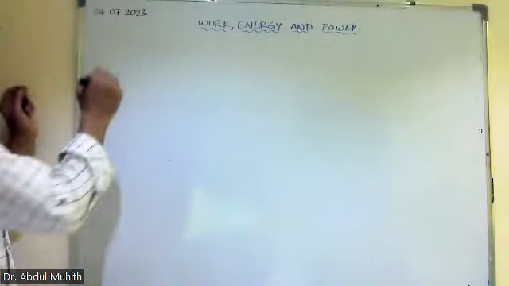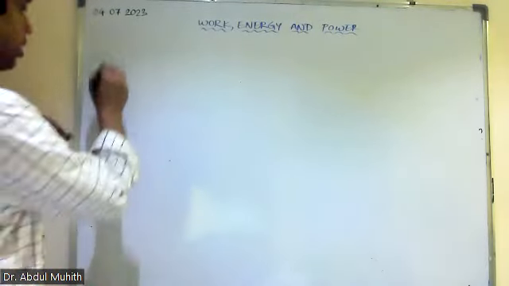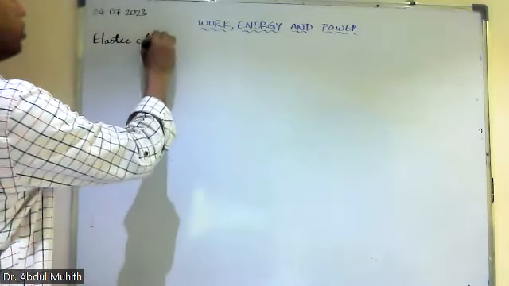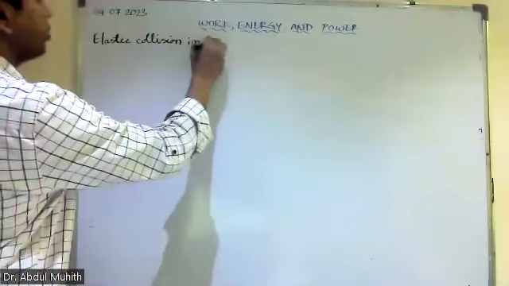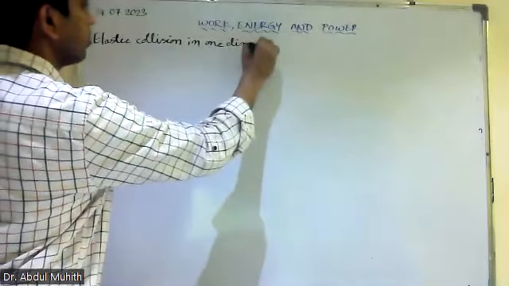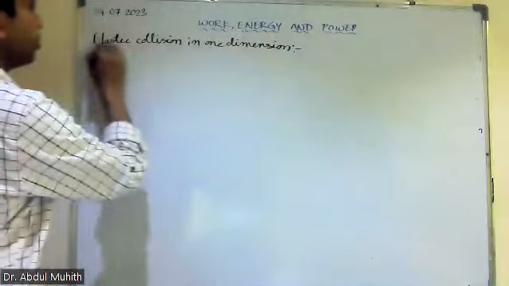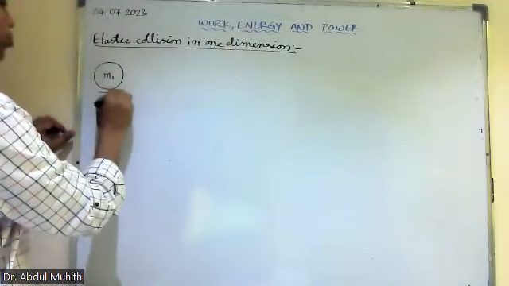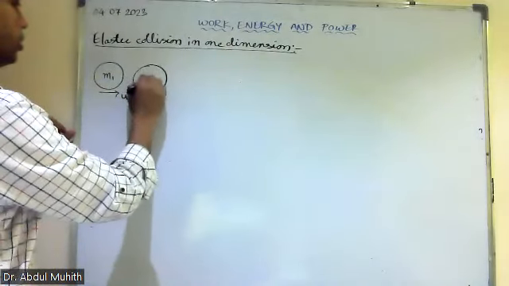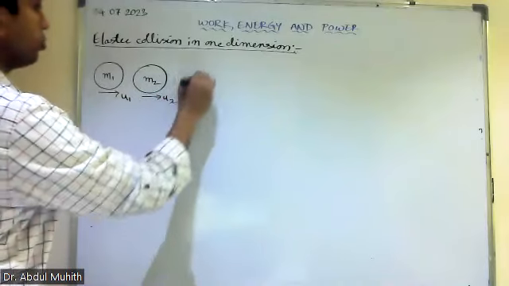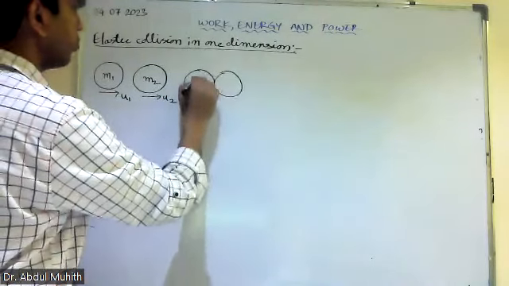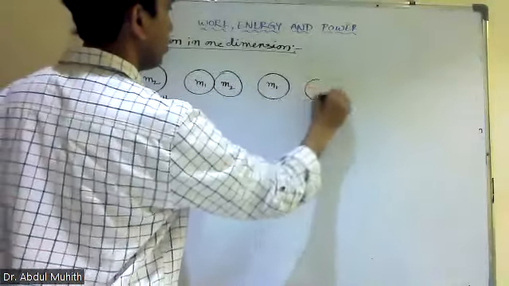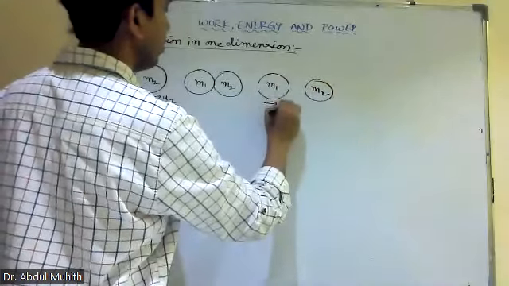Okay. Now, I'm going with the derivation of elastic collision in one dimension. So here we have M1, whose initial velocity is U1. This is M2, whose initial velocity is U2. This is at the time of collision, M1, M2. Now this one, M1, M2, and this is V1 and V2.